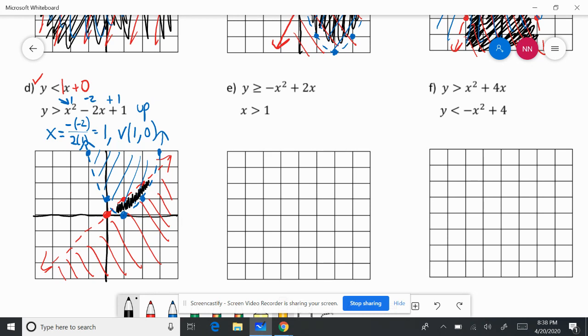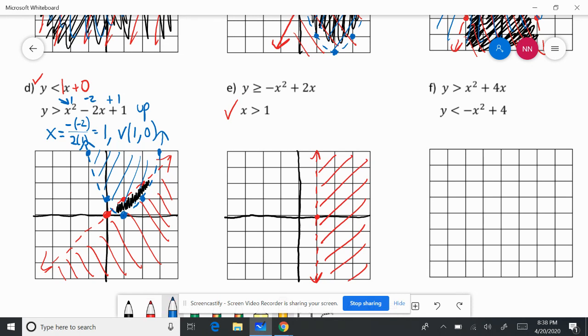Now, looking at our next one, we're going to do the same thing. I'm going to start off with my linear inequality. When I'm graphing this, it's a little bit different because instead of y, it's now x. And so at 1, I draw a vertical line. And greater than means that it's going to go to the right.